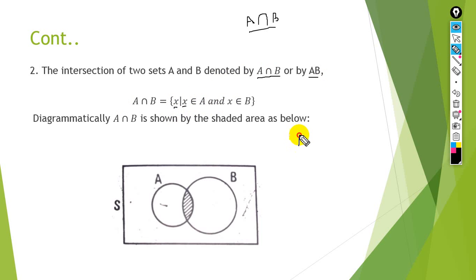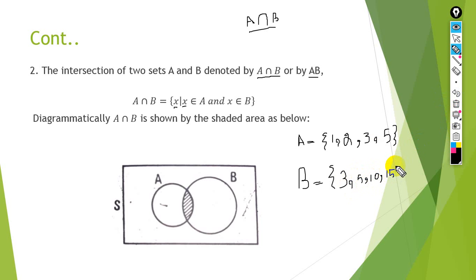For example, here we take set A equal to {1, 2, 3, 5}. And B is equal to, for example, {3, 5, 10, 15}.